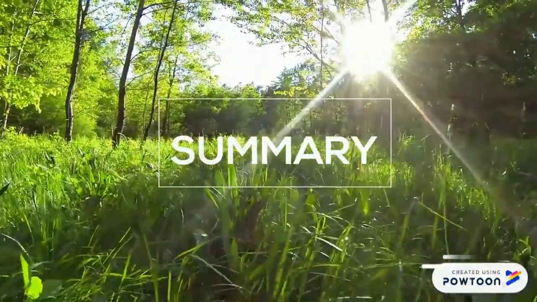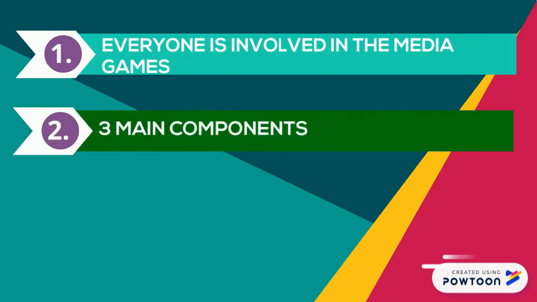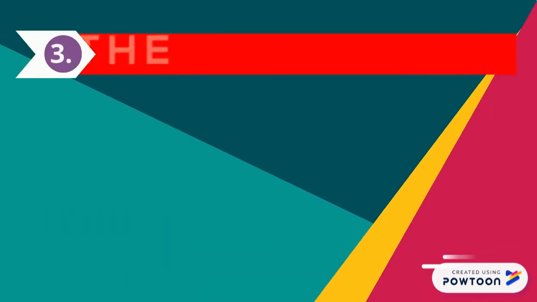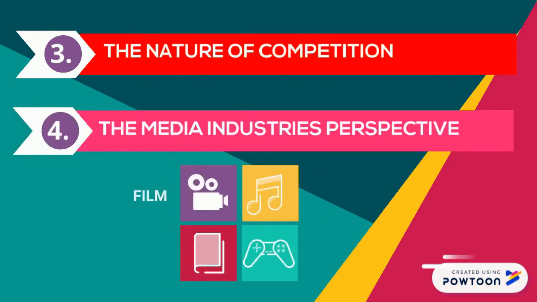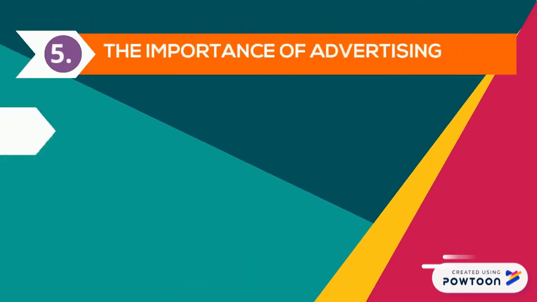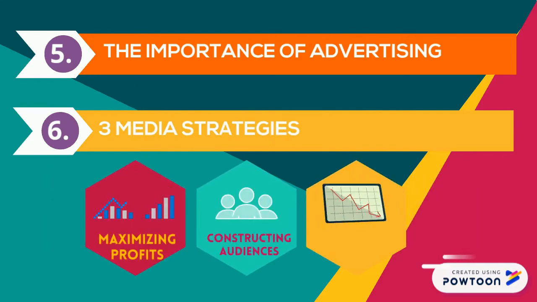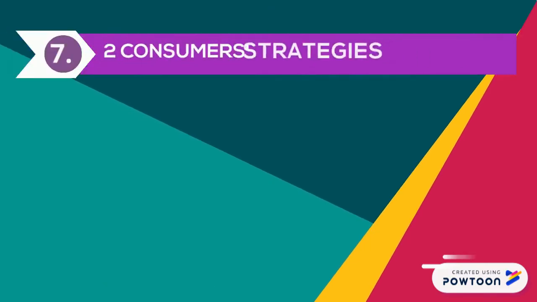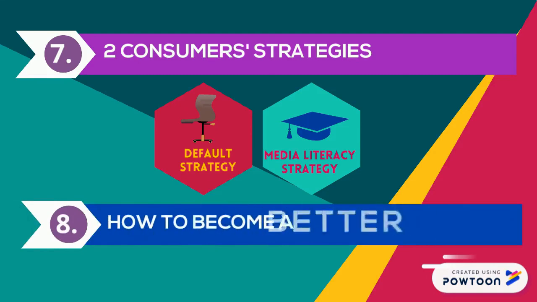So what have we learned from the four beautiful ladies? We learned that everyone is involved in the media game. We also learned about the three main components, which are the players, the goal, and the rules. We also can't forget about the nature of competition and the media industry perspective for four different segments, which are film, book, music, and video games. Next, we also learned the importance of advertising and the three media strategies, which consist of maximizing profit, constructing audiences, and reducing risk. Last but not least, we also learned about the two consumer strategies, which are default strategy and media literacy strategy. We also learned how to become a better player.